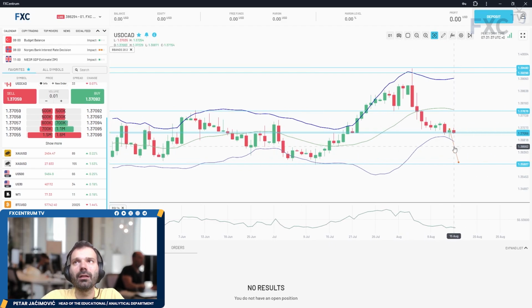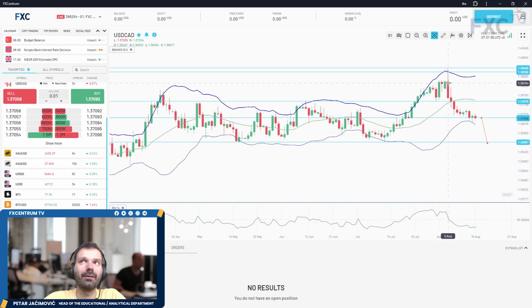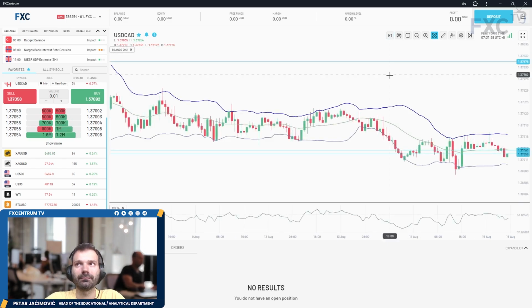On the USD Canadian dollar, still selling pressure from last week is on the way. Retake of the 1.3680 might be a good confirmation for the further drop and eventual retest of 1.3590. That is also a short midterm downside objective based on this fake breakout from the buyers in the background.